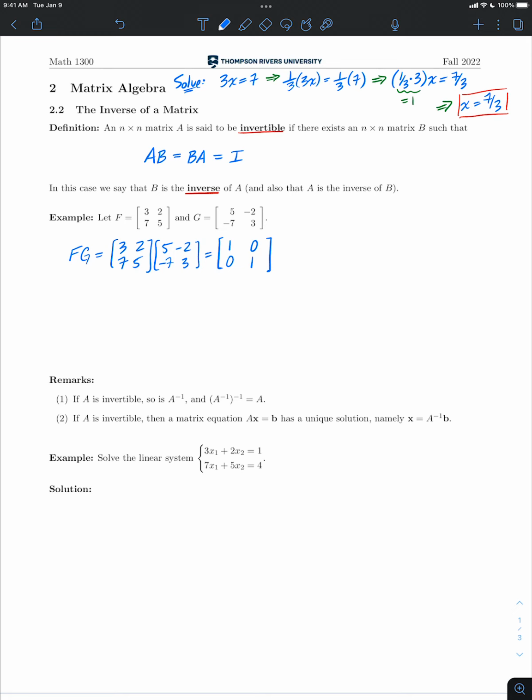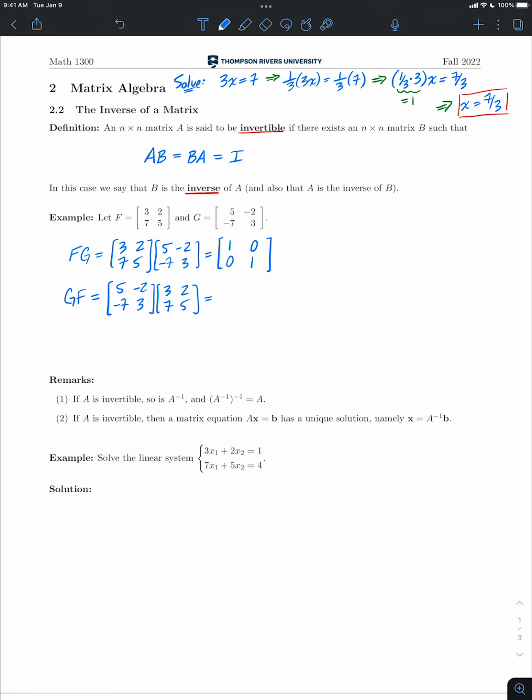Okay, so that's what we would expect if we were hoping that G was the inverse of F, or vice versa. But this is not enough to say yet that G is the inverse of F. We'd have to check that it works the other way as well. So let's multiply G and F in this fashion. So 5, -2, -7, 3. And then we have 3, 2, 7, 5. So let's multiply them in that direction.